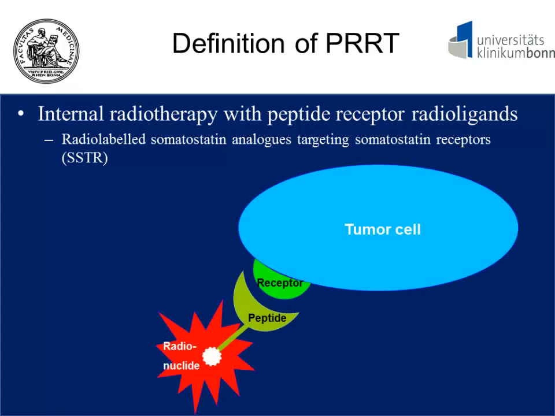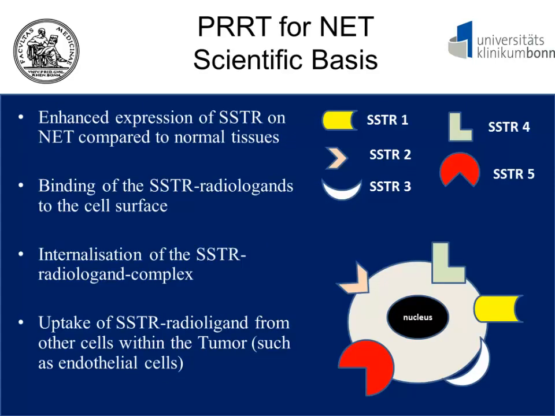Here I show you this figure. It is a neuroendocrine tumor. On the tumor membrane, you have a lot of somatostatin receptors, and you can use a radionuclide with a chelator and a peptide, and you can bind to the receptor. It is a targeted therapy, so you can irradiate the tumor very selectively. There are 5 different somatostatin receptors, and we have an enhanced expression of somatostatin receptors on neuroendocrine tumors compared to normal tissues.